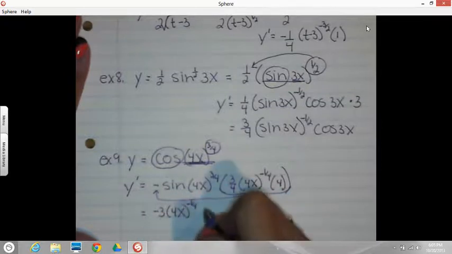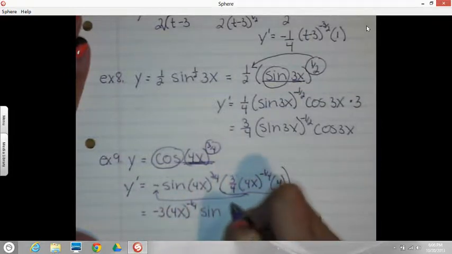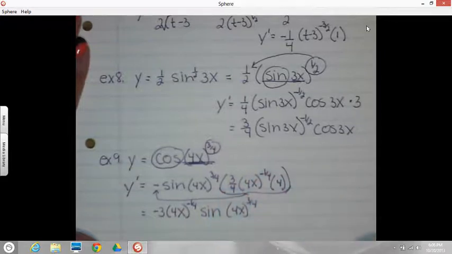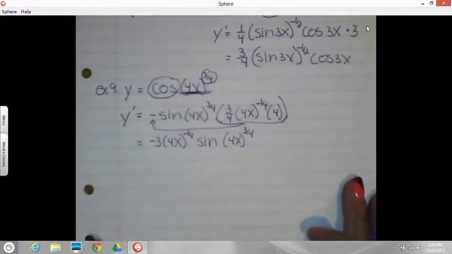So then sine of 4x to the 3/4. Those are a little tricky, but the more you do them, you will get very good at them. Okay, last one.